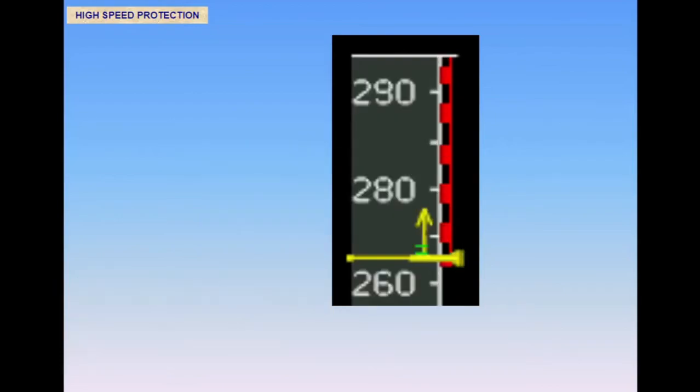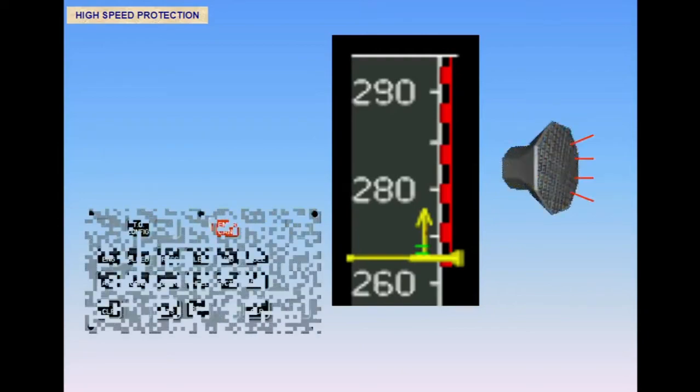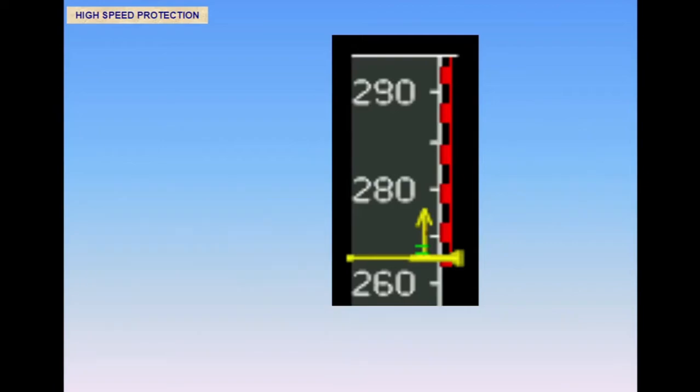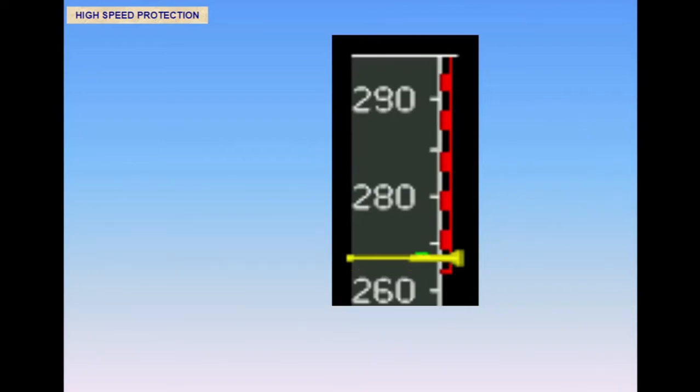When the airspeed or Mach increases above VMO-MMO, an overspeed ECAM warning is triggered. If the airspeed or Mach increases to the protection speed, the autopilot will disengage and the flight control computer sends a pitch-up command to the control surfaces to prevent further acceleration. The flight control computers will permit momentary exceedance of this speed for maneuvering if necessary, but will then return to the protection speed.